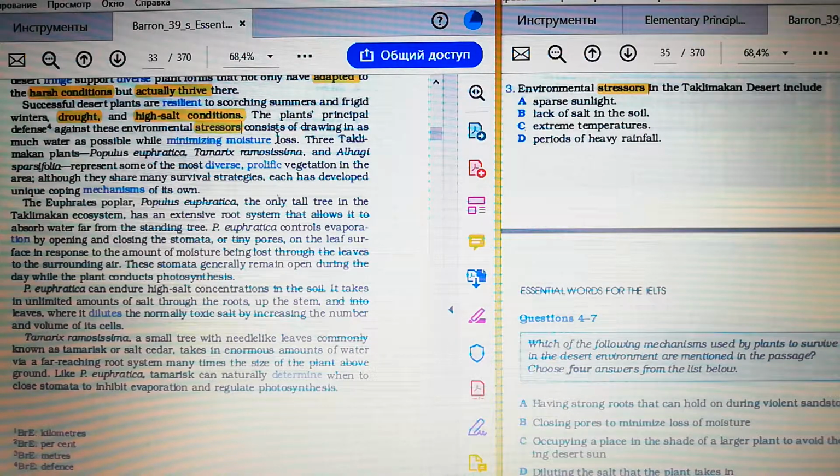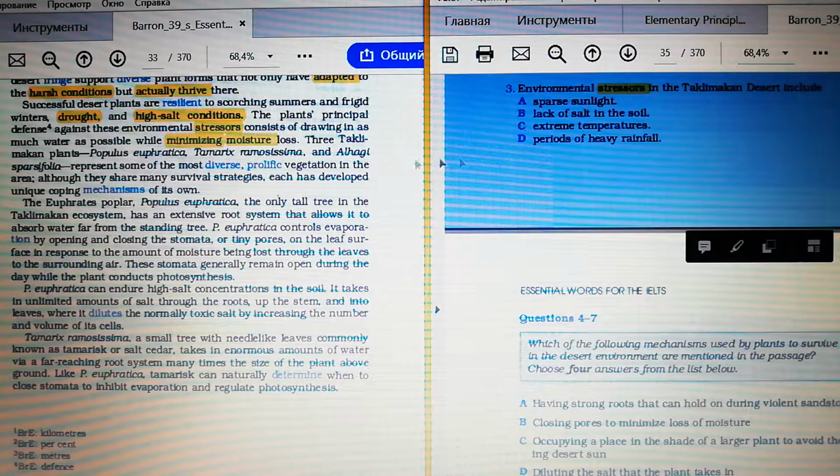So minimizing moisture could occur when we have a very high temperature rate. As compared with the second question, here we have just this information, and we can assume this is an effect, this is a cause. Let's say extreme temperatures, this is a cause of this effect.